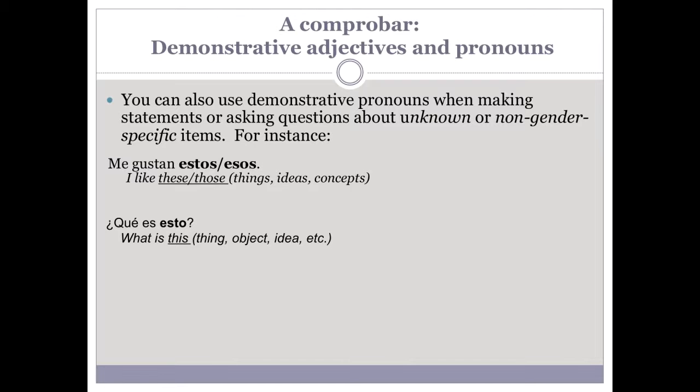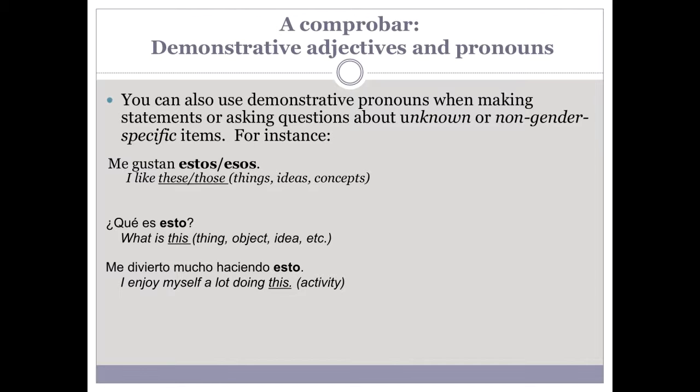Also, you can ask the question, ¿Qué es esto? What is this thing or object or idea or whatever it may be? For example, an idea of going to the beach is not masculine or feminine, but it is this, meaning this concept. ¿Qué es esto? What is this thing? Notice that there is no demonstrative pronoun of esto. You would never say esto libro. It would be este libro. So esto is going to be used for the object that is neither masculine nor feminine.